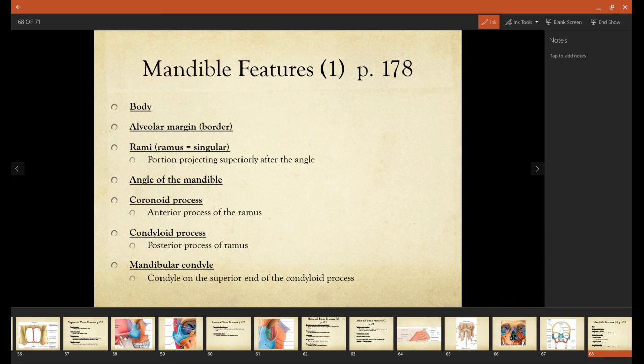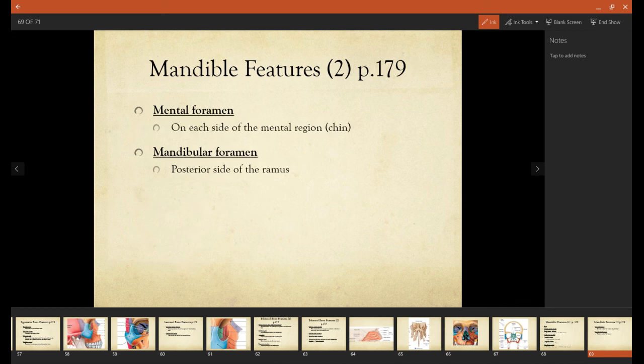Now on top of the ramus on each side, we have two processes. The coronoid process is going to be the front one, and it's going to look sharper. The condyloid process is posterior, and it has another structure called the mandibular condyle, which is the smooth, rounded process that sits on top of the condyloid process.